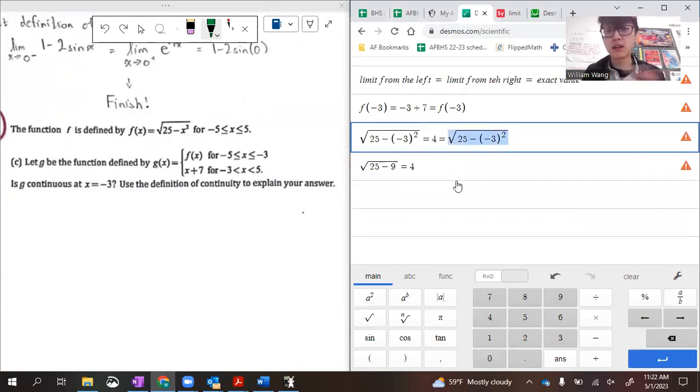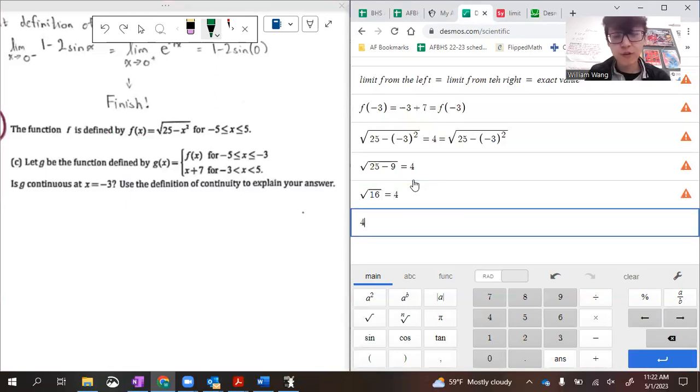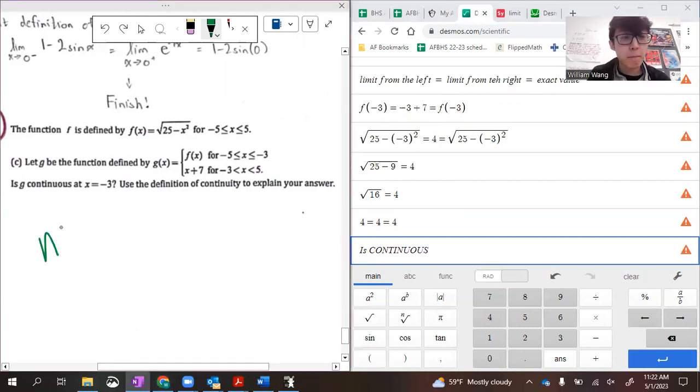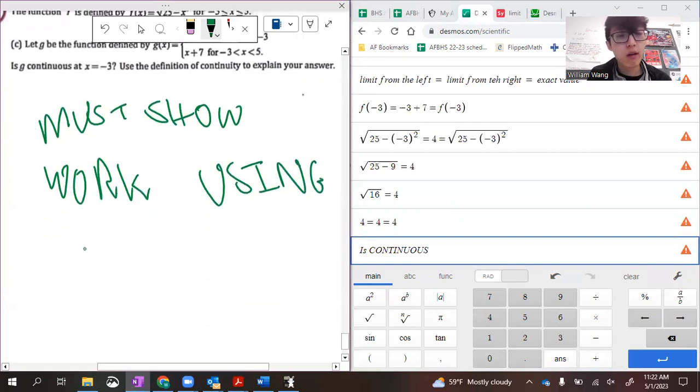I'm not going to write that again, because I don't need to show that, it's the same thing. That's square root of 16, which is equal to 4. And that's 4 equals 4. So 4 is equal to 4 is equal to 4. This is continuous. One thing I will note for these problems: you must show work using limits.